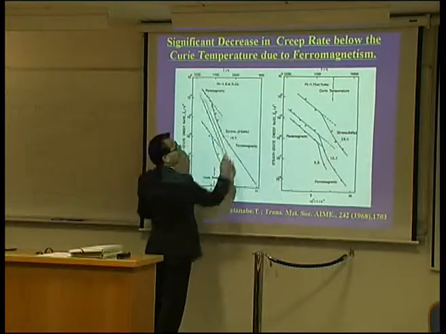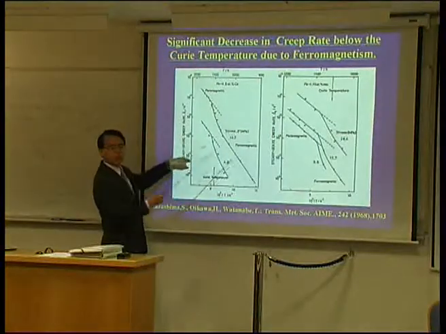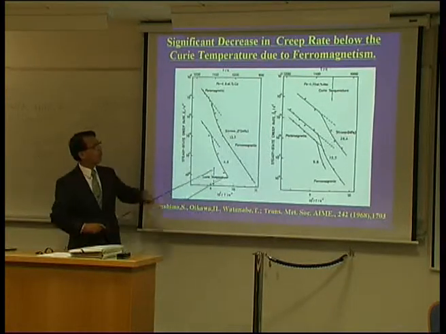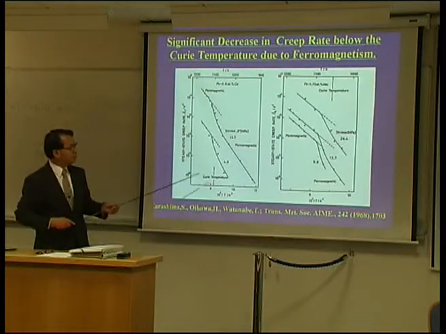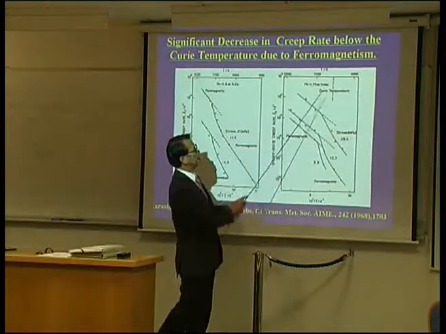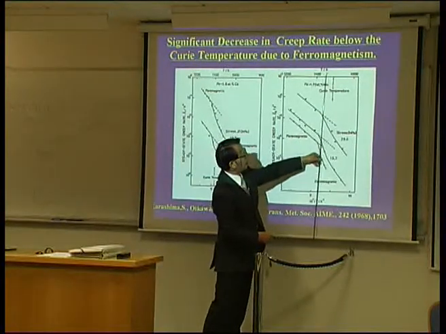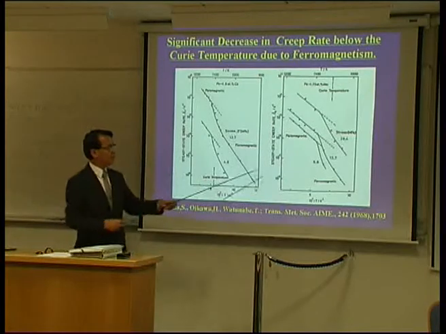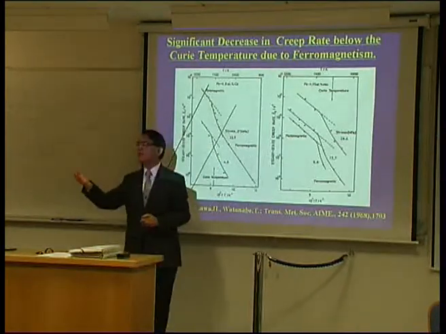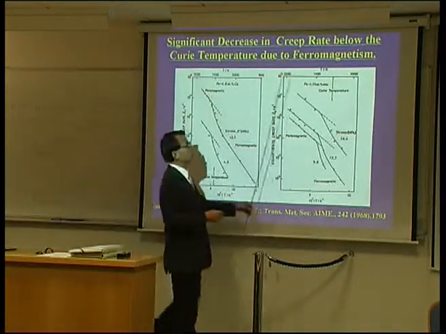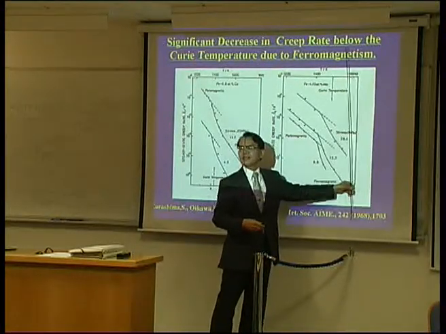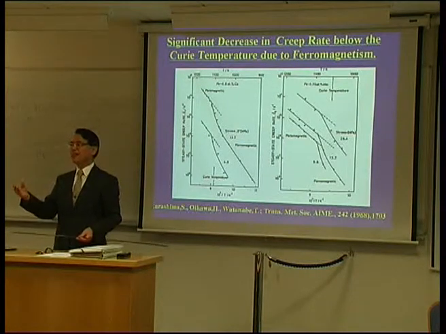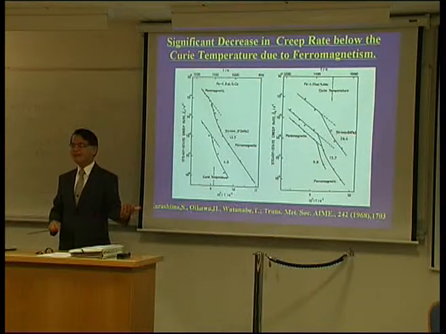Sometimes it decreases by more than one or two orders of magnitude, and I'm going to show the data. It is very drastic, particularly depending on the cobalt. Similarly, in the iron molybdenum case, again, below the Curie temperature the creep rate decreases strongly. So this means, as you know, most ferritic steel is used around this range. But unfortunately, even at the present time, not many people realize the effects of ferromagnetism on creep deformation.